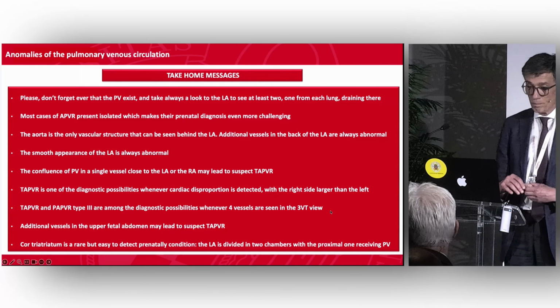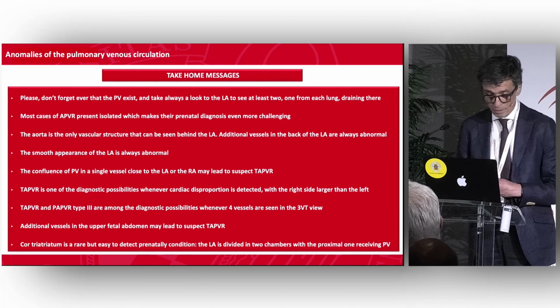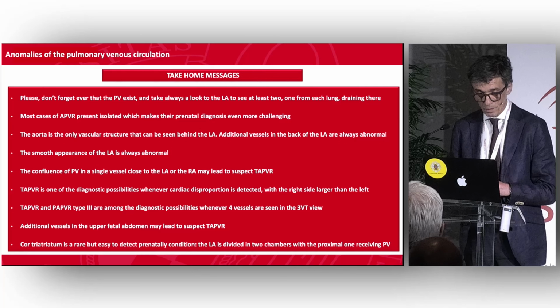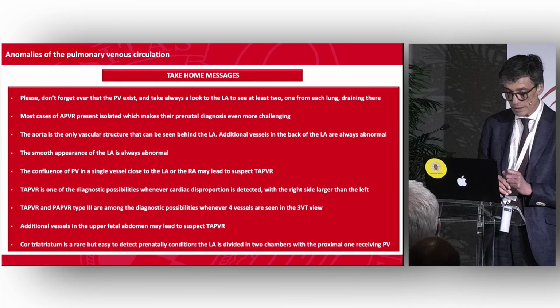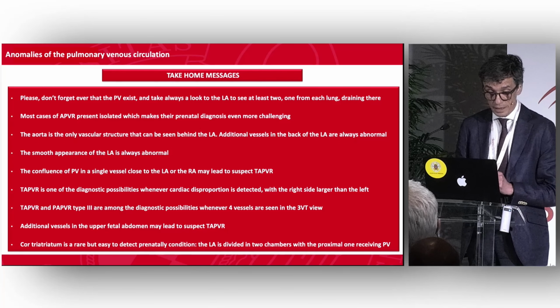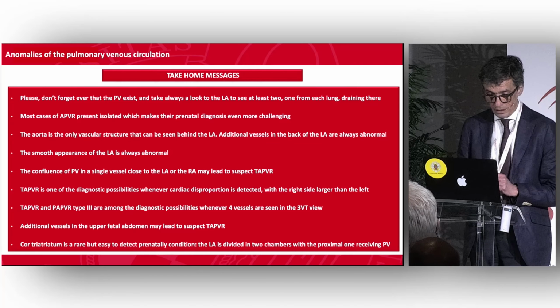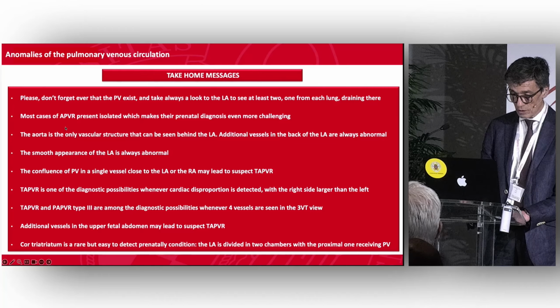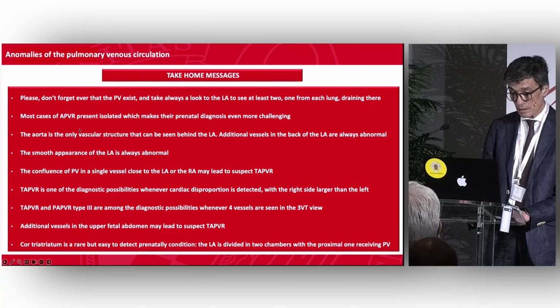Just to conclude, please don't ever forget to look at the pulmonary veins. Don't forget that they exist, like the aorta and the pulmonary artery. The pulmonary veins also exist, and they have to be assessed whenever a prenatal scan is made. Most cases of abnormal pulmonary venous return present in isolation, and this implies a more challenging diagnosis. The aorta is the only vascular structure that can be seen behind the left atrium. Additional vessels are always abnormal. The smooth appearance of the left atrium is always abnormal.